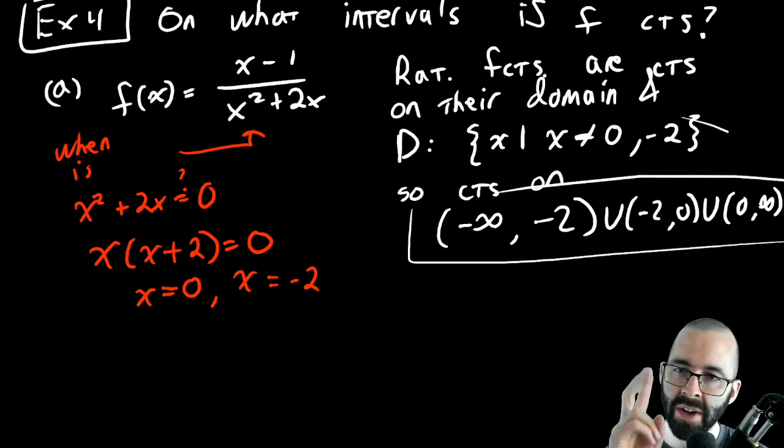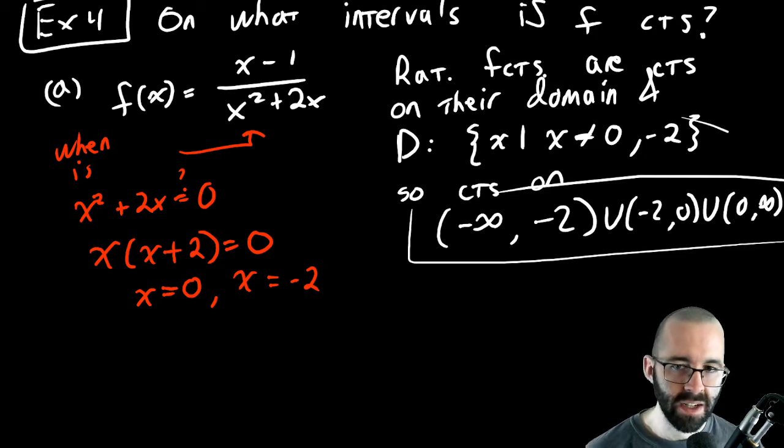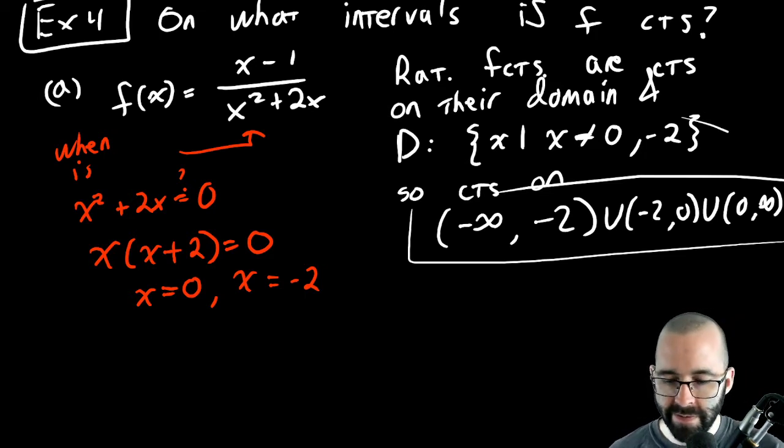But there are 2 points that have infinite discontinuities, because those are those vertical asymptotes at x equals 0 and x equals negative 2.